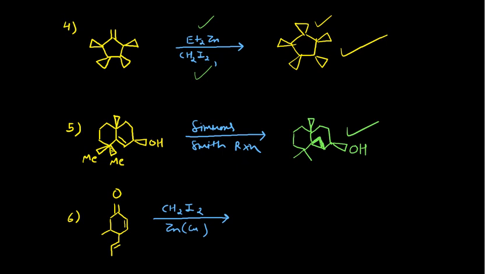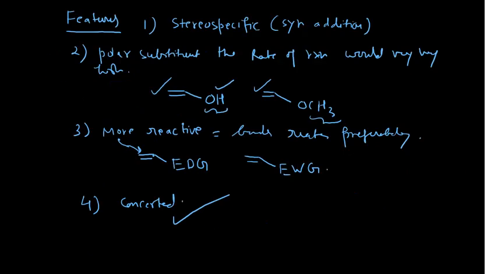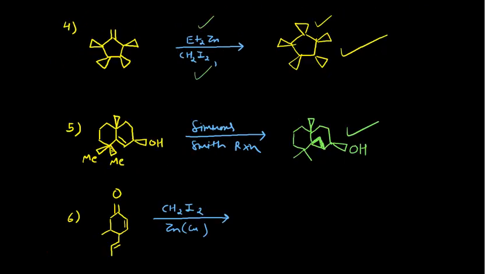Now this example is a special example. If I go back, what I have written here, you see, the more reactive double bond reacts preferably. So for this compound, if I move right, you are having a double bond here and a double bond here, but you can see this double bond is actually involved in the conjugation. This can move in that manner. So what is the meaning of that?